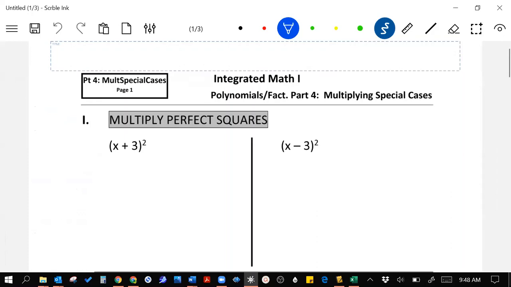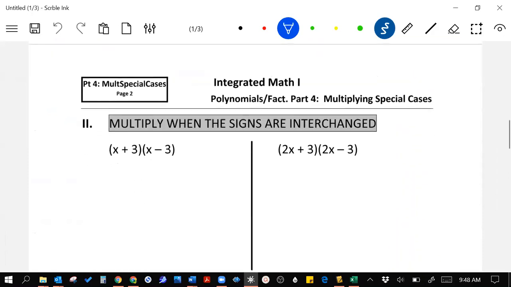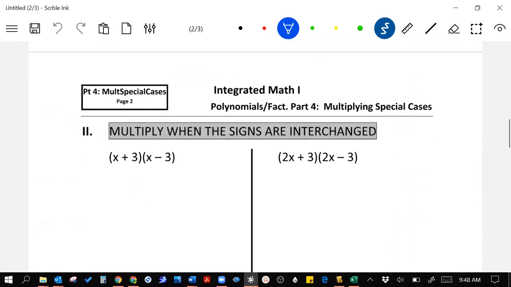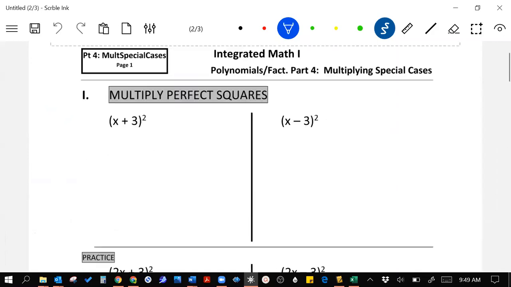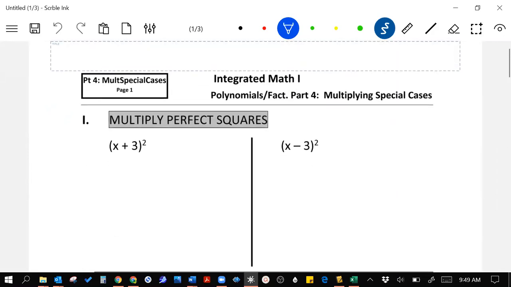So we're going to multiply perfect squares, and we're also going to multiply when the signs are interchanged. Like if you look at these problems, one's plus and one's minus, otherwise they're the same numbers. These are called special cases. In a way, there's nothing special about them. You can do them just like normal, but there's a pattern about them that's exactly the same. That you always see.